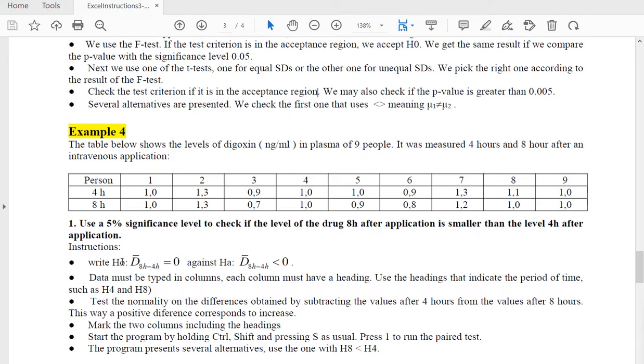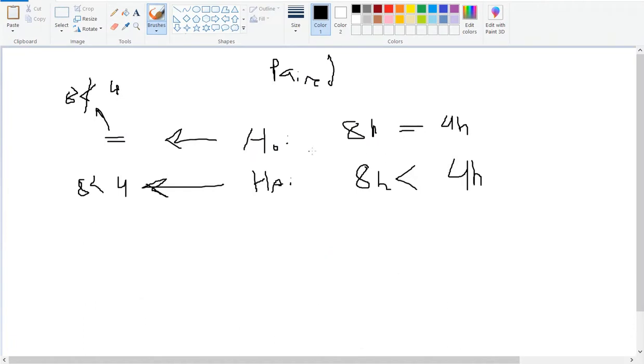They've written the null hypothesis as: the level of the drug at 8 hours minus 4 hours equals 0, or is less than 0. Do you get what I mean? It's exactly the same as this one, except that instead of this equals that and this is smaller than that, they've moved it over here. So 8 hours minus 4 equals 0, or 8 hours minus 4 is less than 0. It should all end up meaning the same thing at the end of the day.